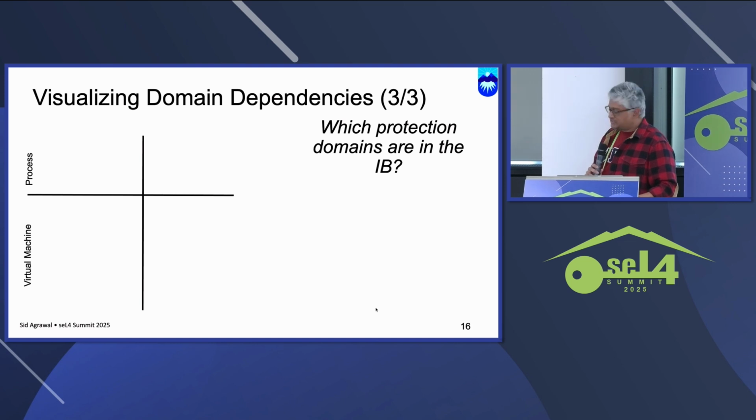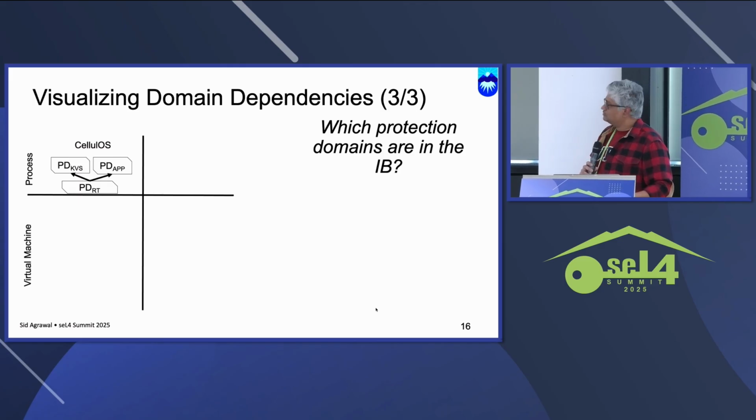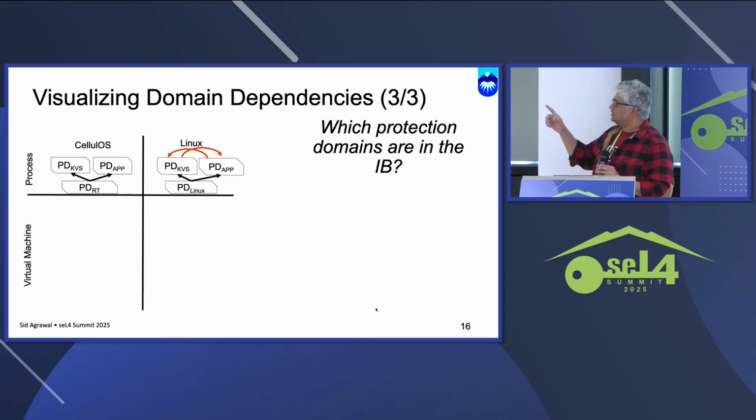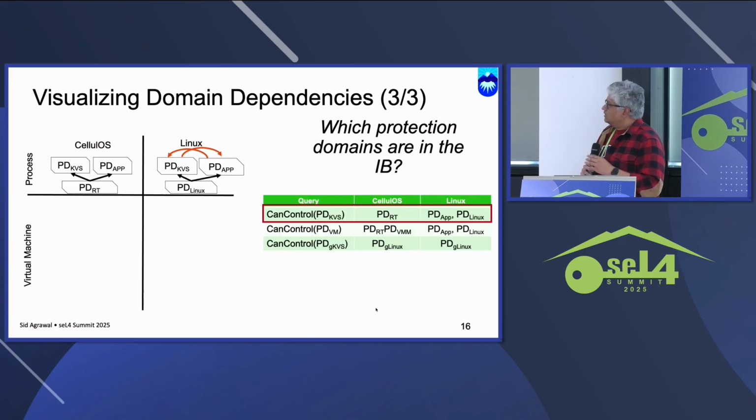Other kind of things we can talk about is, this is a deployment of the key value store and an application on CellulOS on the top left, and this is one on Linux. On the top left, we see that the key value store and the application cannot send signals to each other, they cannot kill each other. But on Linux, if you're running it as the same user, they can impact each other. So the can control query result will be different.